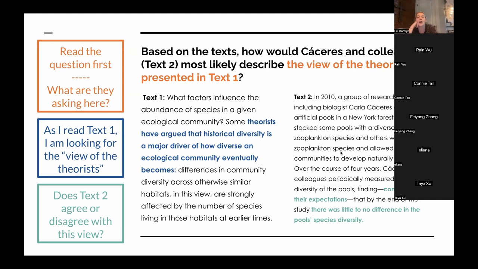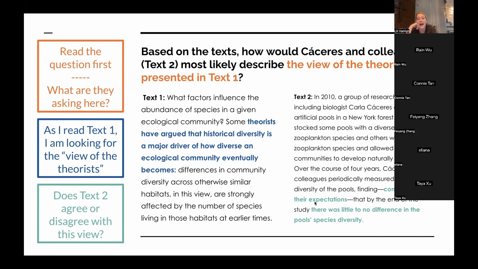This saves time and makes the whole thing way less confusing than trying to read two paragraphs to determine it, right? So here, the theorists argue that historical diversity is a major driver of how diverse an ecological community eventually becomes.